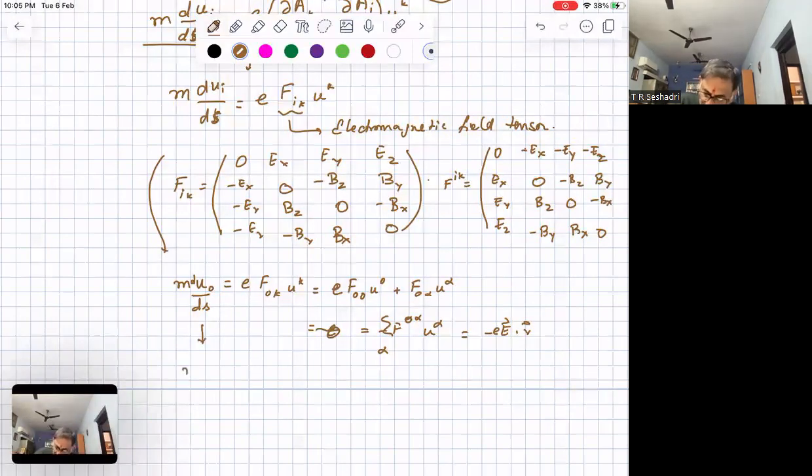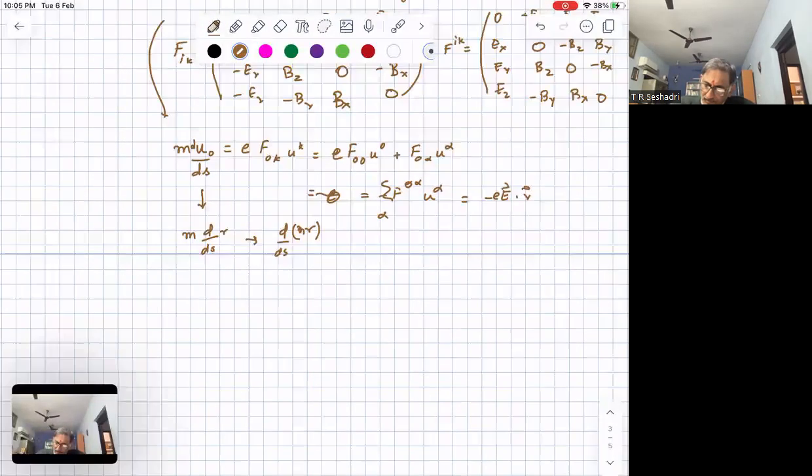What is this? This is m into d by ds of gamma. And what is this? We did it yesterday. This is basically the relativistic energy. If you don't put c equal to 1, it is mc square divided by square root of 1 minus v square by c square. Is that okay?